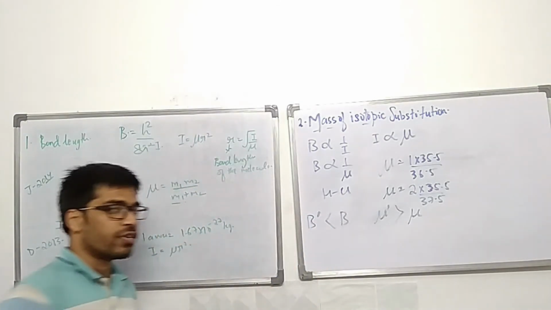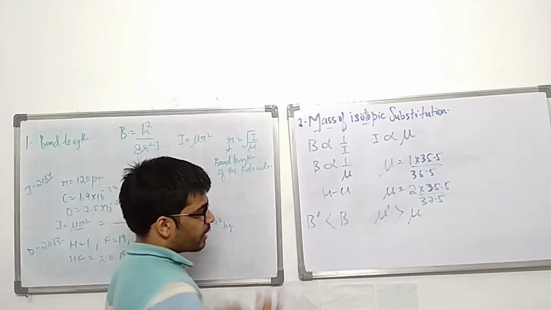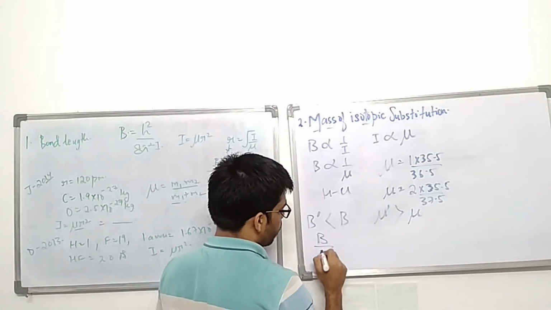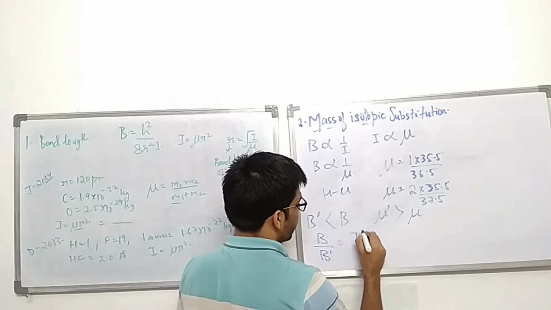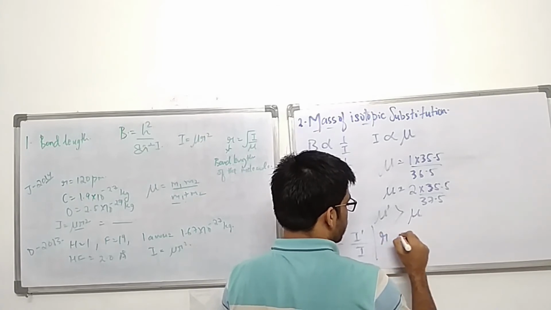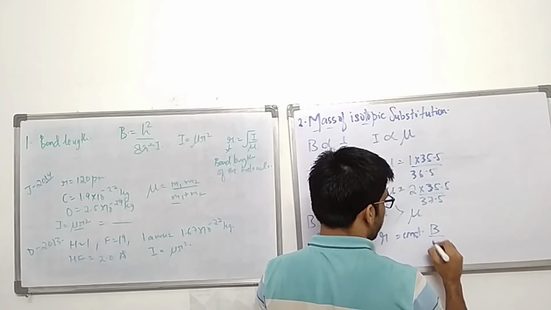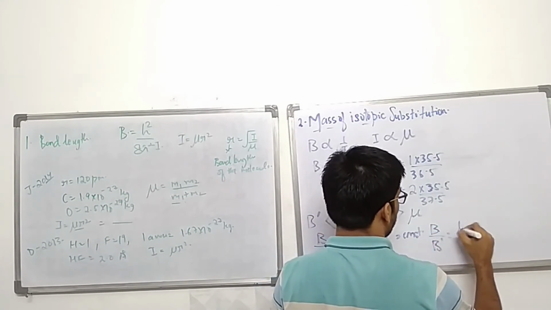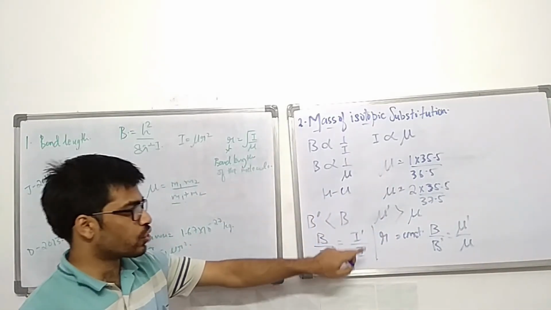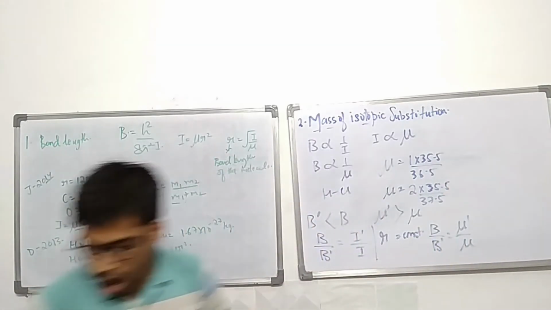B dash is the rotational constant for the isotopically substituted sample. So in that case, you can make a formula that B by B dash will be equal to I dash by I. Let's say my bond length R is constant. So I would get B by B dash is equal to mu dash by mu. Simply, mu dash R square and mu R square cancel. Now in terms of spectra, how would it look?